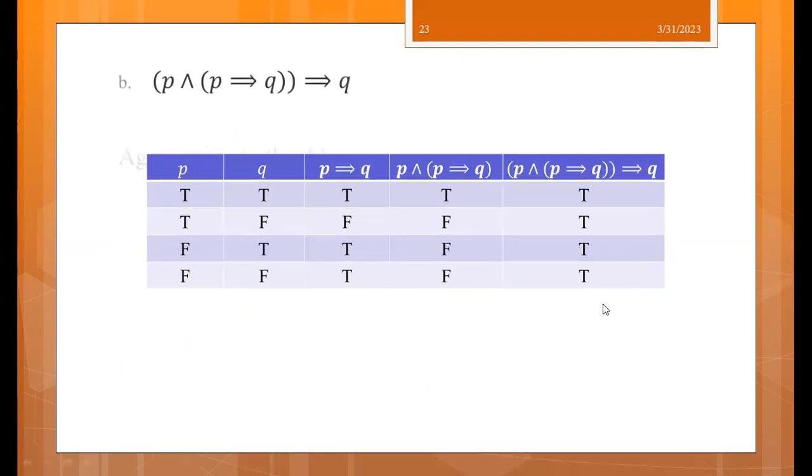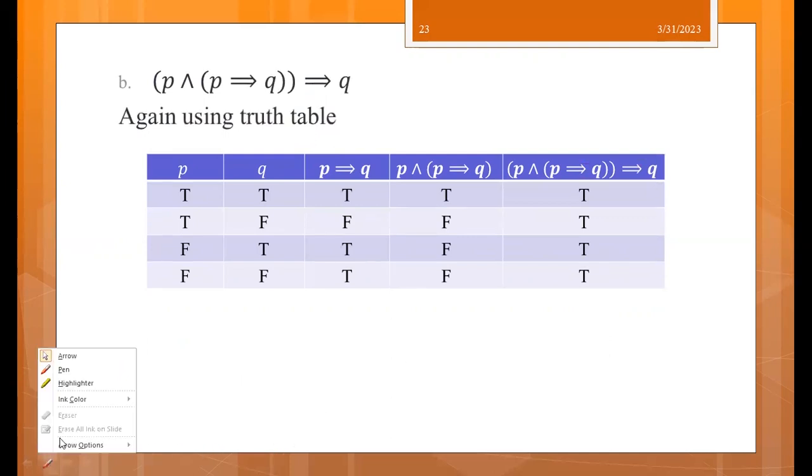Next, the given compound statement is (P and P implies Q) implies Q. Therefore, again, using the truth table, the component statements are P and Q. We have P implies Q here, and P implies Q. If we connect these two, with respect to Q, by "if then", we have this truth value.